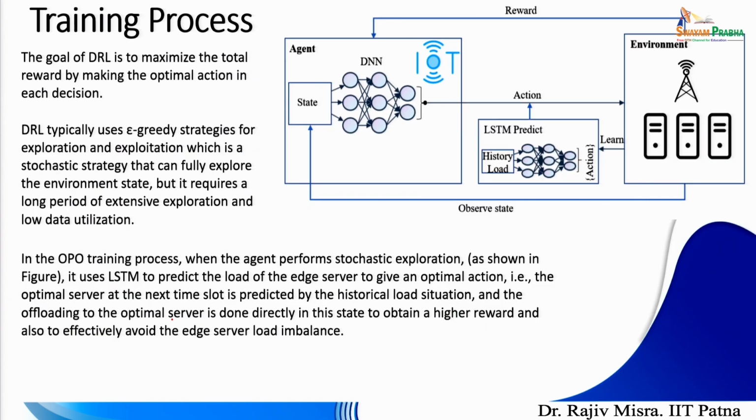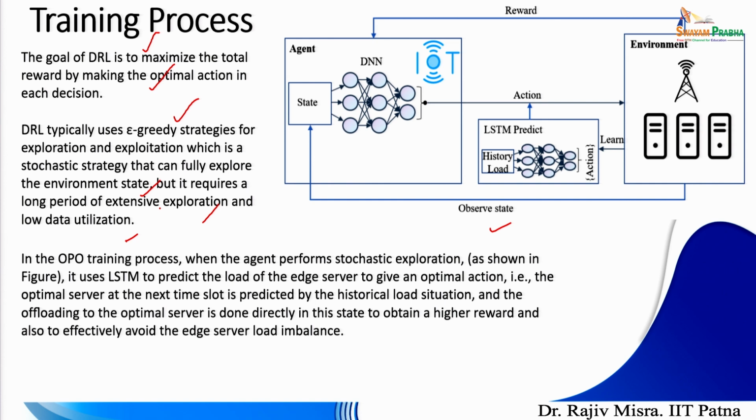Let us see about the training process. So, the goal of deep reinforcement learning here, which is shown in this particular diagram, is to maximize the total reward by making the optimal actions in each decision. Deep reinforcement learning often uses epsilon greedy for exploration and exploitation, which is a stochastic strategy that can fully explore the environment state, but it requires a long period of extensive exploration and has low data utilization.